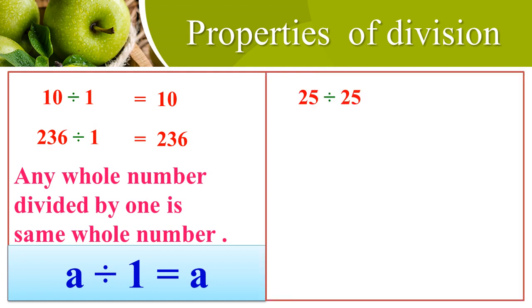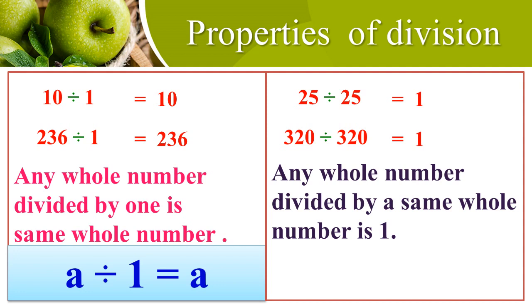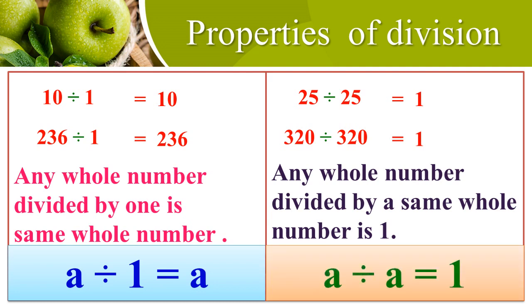Next, 25 divided by 25 equal to 1. 320 divided by 320 equal to 1. Therefore, we learn from this any whole number divided by a same whole number is 1. We conclude that a divided by a equal to 1.